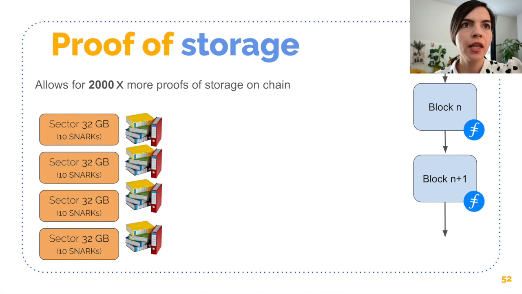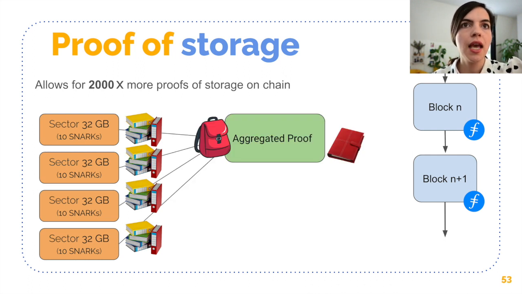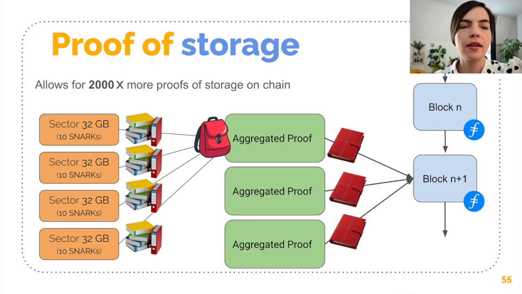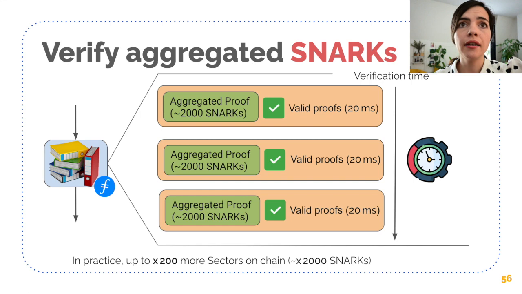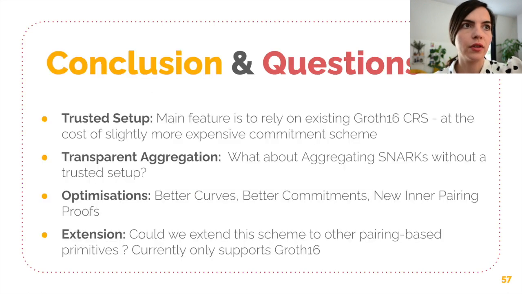So the application is Filecoin at the beginning, and I want to just show how much this improved the system. So now, using these packing techniques, this aggregation of SNARKs, we can onboard 2,000 times more proofs on the chain. So we take these different 10 SNARKs for each sector and we aggregate them together, and what is onboarded on chain is just the aggregated small proofs, which is logarithmic in the number of initial proofs. And this allows for a lot more proofs to be aggregated in a shorter time. And the verification also is fast, so this is verified in 20 milliseconds for each 2,000 SNARKs, while before we had to do it one by one.